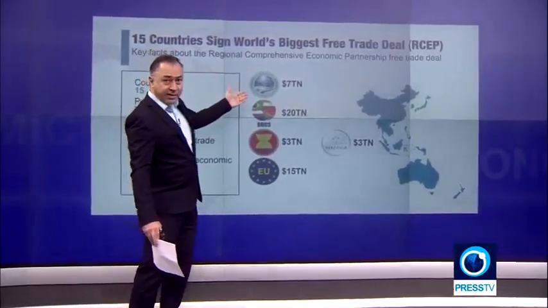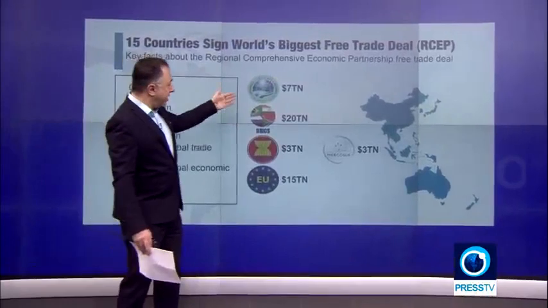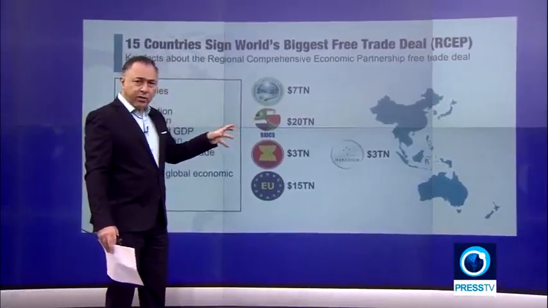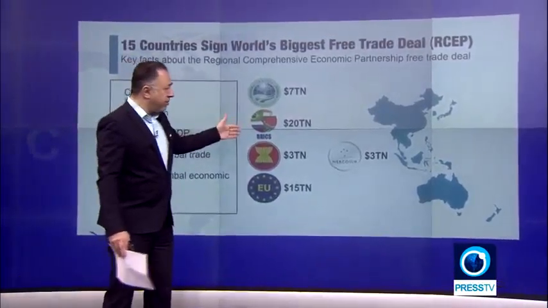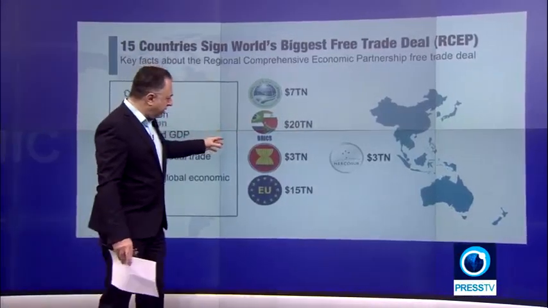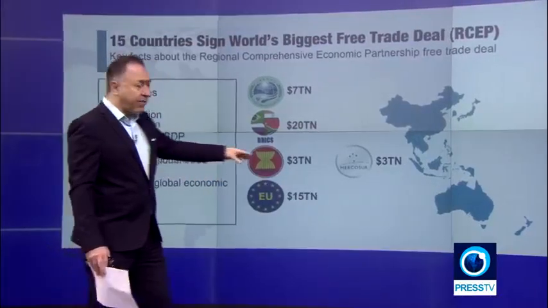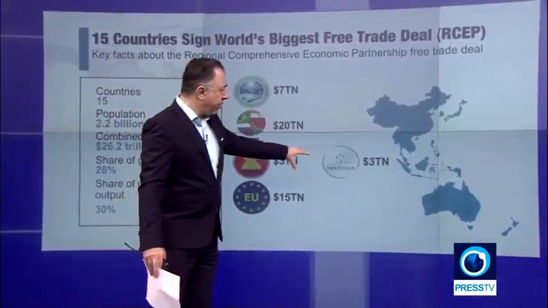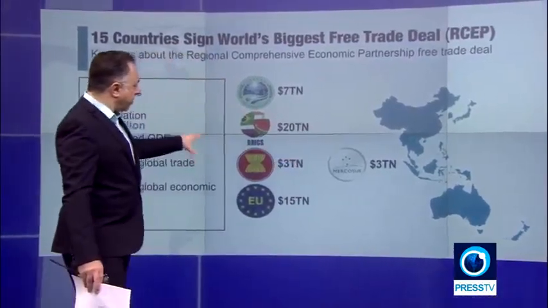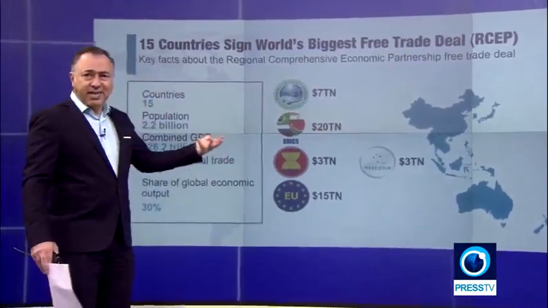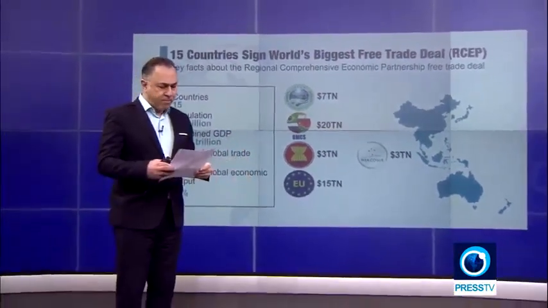For example, the SCO, Iran just became a member of, $7 trillion combined trade volume. The BRICS countries, $20 trillion. This is the ASEAN countries, $3 trillion. The EU, $15 trillion. And then you have Mercosur, $3 trillion. Again, these are blocs that the U.S. is not part of.